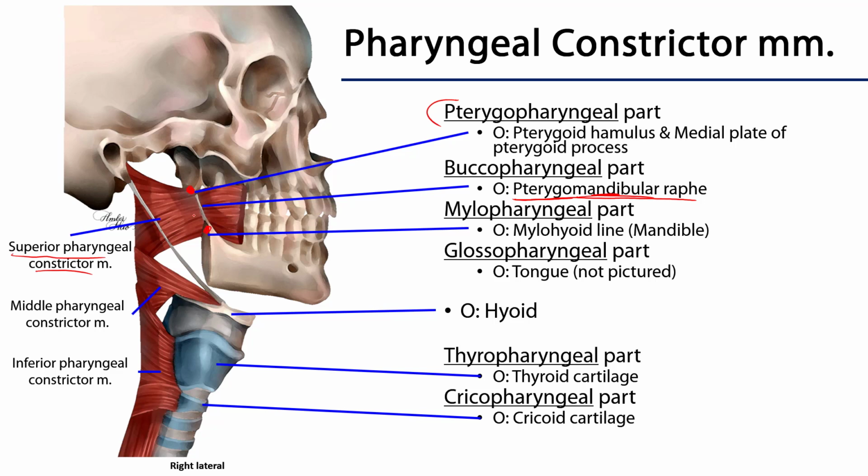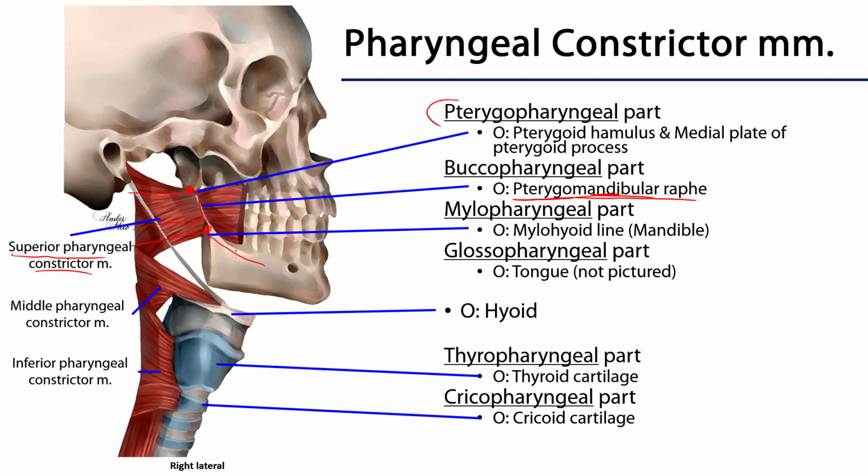And so the pterygopharyngeal part of the muscle originates there, and then there's the buccopharyngeal part of the muscle, which originates from that pterygomandibular raphe. Then there's the mylopharyngeal part of the muscle originating from the mylohyoid line of the mandible.